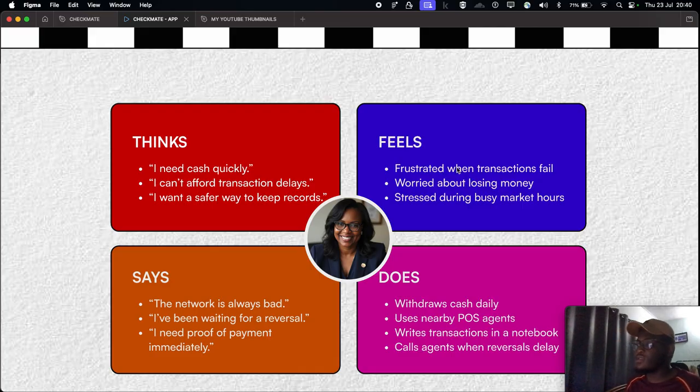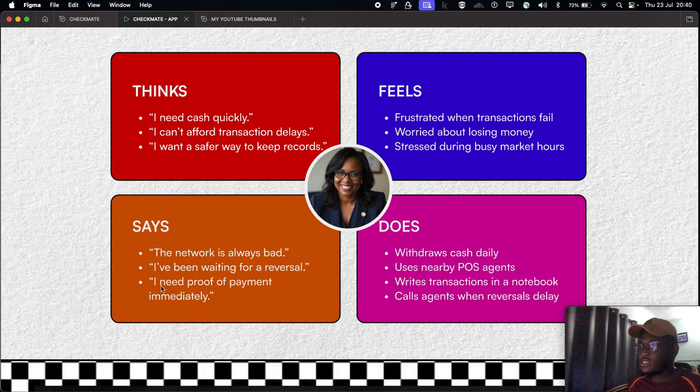So she's frustrated when transactions are failing. She's also worried about losing money. She's a market trader. What she's doing is for profits. And if she's having a lot of issues with the app she's using, or with the product she's using, or in the way she's managing her money, she will definitely feel worried, right? And she's also feeling stressed during busy market hours.